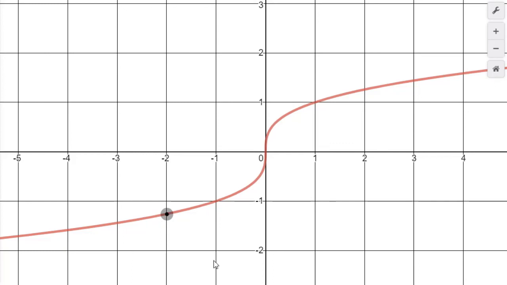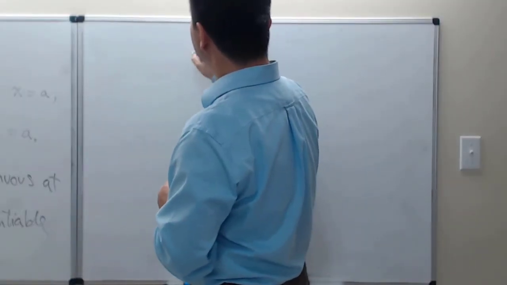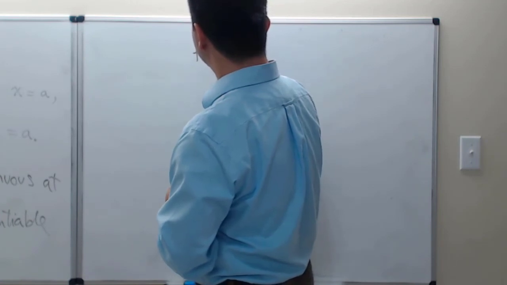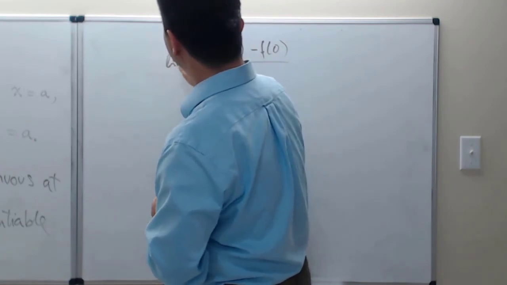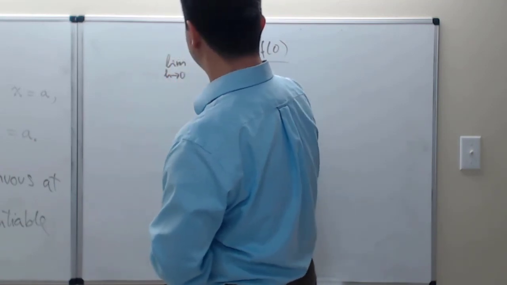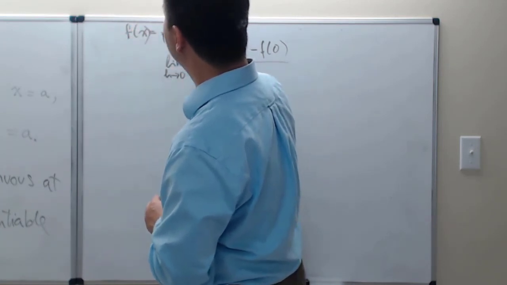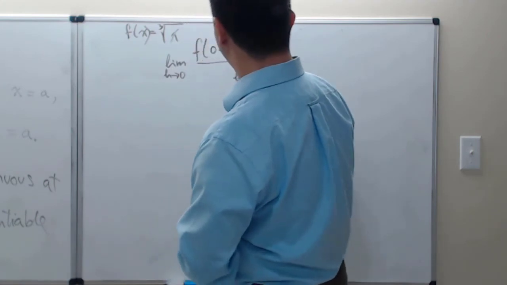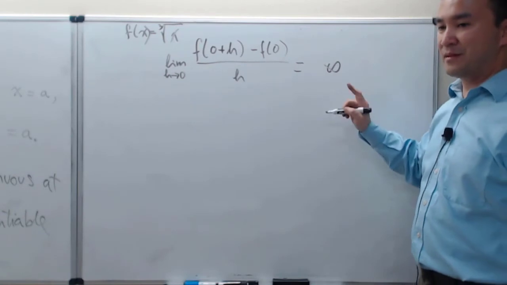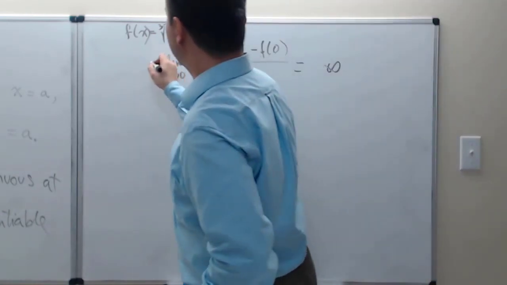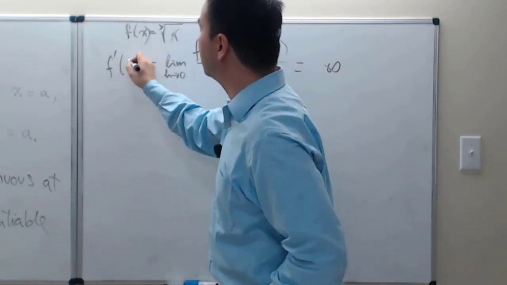So let me get back to the board here. We have done this: f of 0 plus h minus f of 0 over h, and taking that limit as h goes to 0. Our function was f of x equals the cube root of x. And we came to this limit as being a positive value. And of course, all that here is to look for the derivative, the slope of the tangent line at x equals 0.